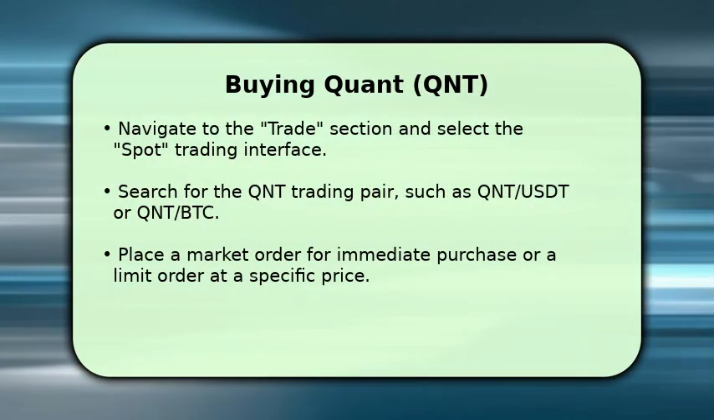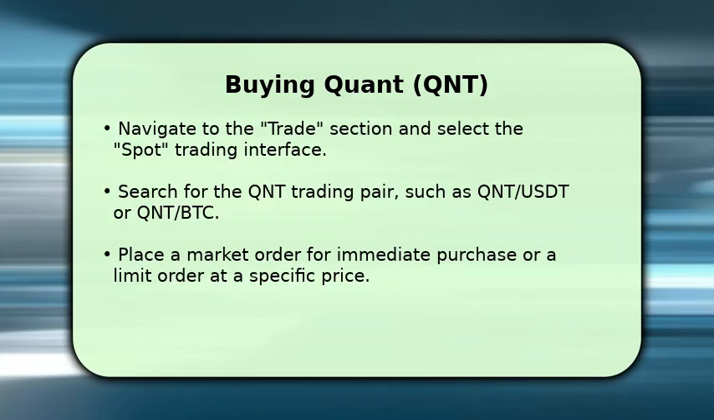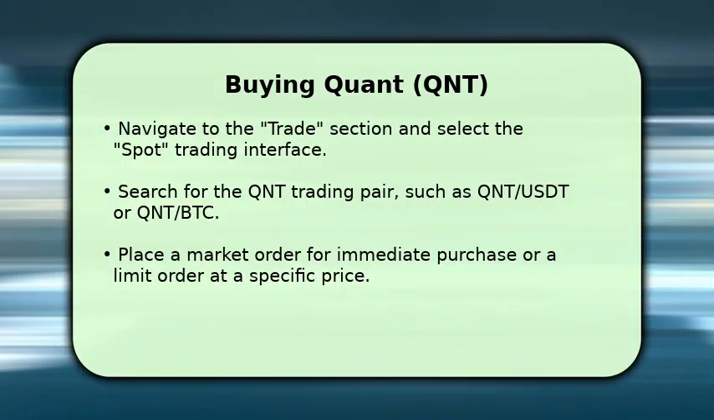Now for the exciting part, buying Quant. Head over to the trade section on Binance and choose spot trading. In the search bar, look for the Quant trading pair you prefer, like QNT versus USD. You can then place a market order to buy Quant instantly at the current price, or set a limit order to purchase it when it reaches your desired price point.